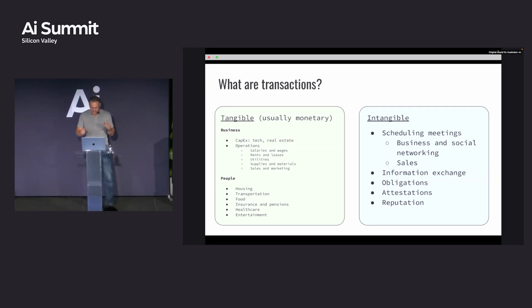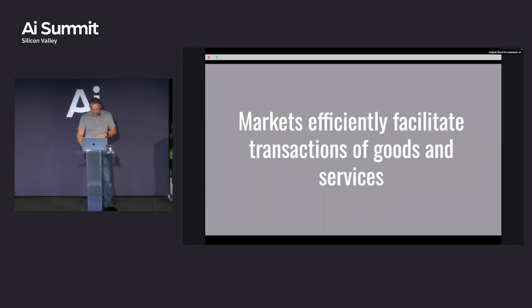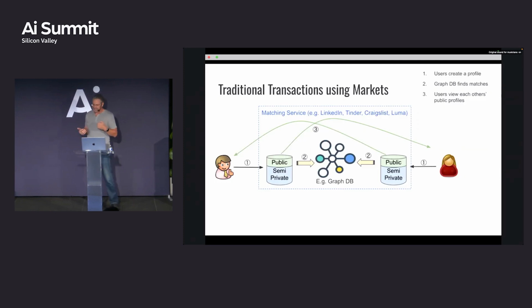So all these amazing transactions are going to happen. Markets are a great way of doing this. They efficiently facilitate transactions of goods and services. Traditionally, markets work like this: you take some data, you shove it up onto a market. That's public data. The market's allowed to publish that data for you.